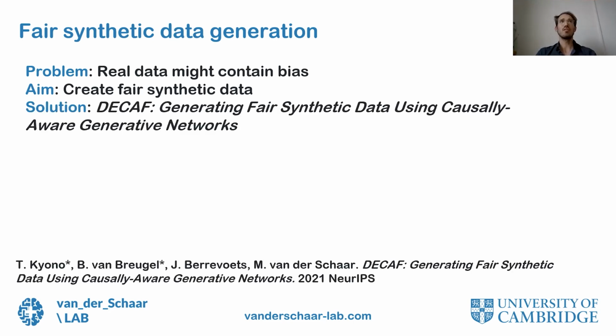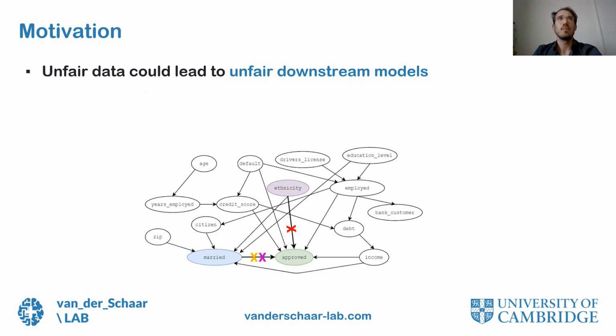So what do we propose? We propose a model called DECAF, which uses causal knowledge in generative adversarial networks to generate this fair data. This was a collaboration with Trent Kyono, Jeroen Berrevoets, and Mihaela van der Schaar. It's just been accepted to NeurIPS. So what is the motivation here? If we have unfair data, this could lead to the models that we train on the data to also give unfair predictions.